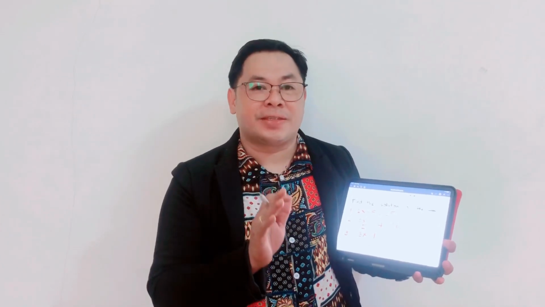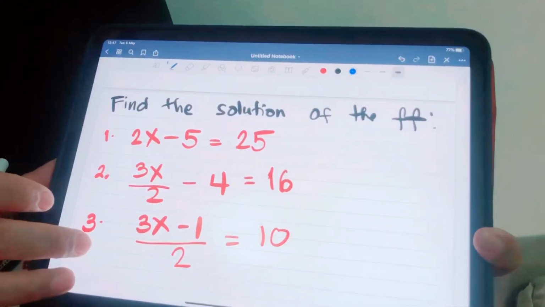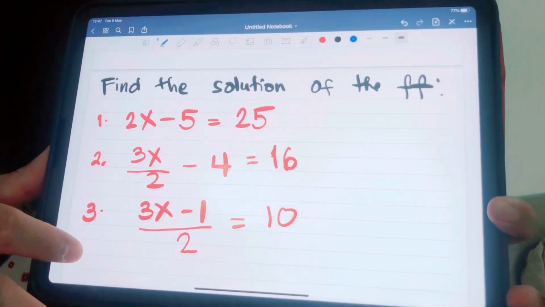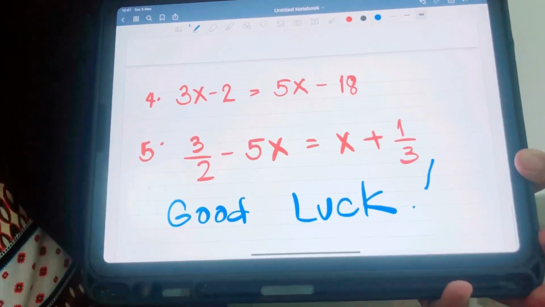So those are the four examples we had today. I hope to give you more activities later on. To end this class, I'm going to give you a homework. We have 5 items as homework. We have number 1, 2, and 3, and then number 4 and number 5 are on the next page.